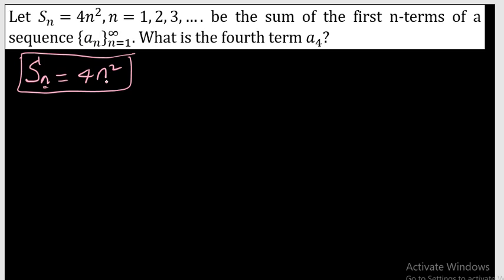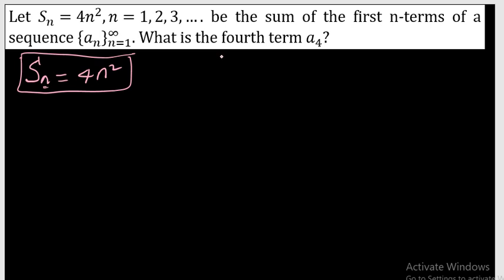The second question says: let Sn be equal to 4n squared. What's given? The sum of n terms of the given sequence is 4n squared. The formula is already given. This means the sum of n terms depends on n. If n is 10, it is the sum of 10; if n is 100, it is the sum of 100. Anyway, the sum of n is given by this formula. What's n? It's an element of the natural numbers.